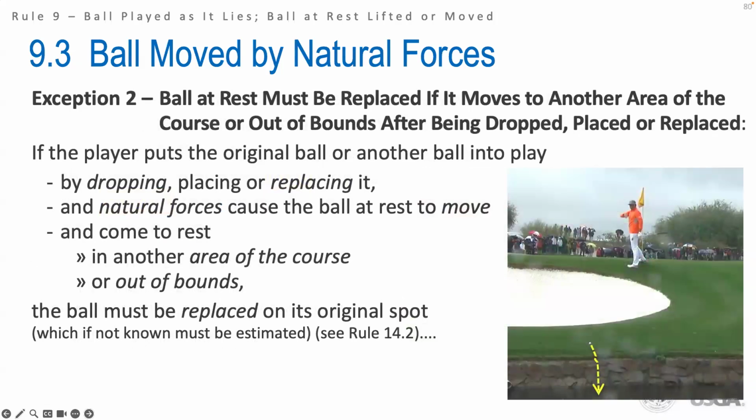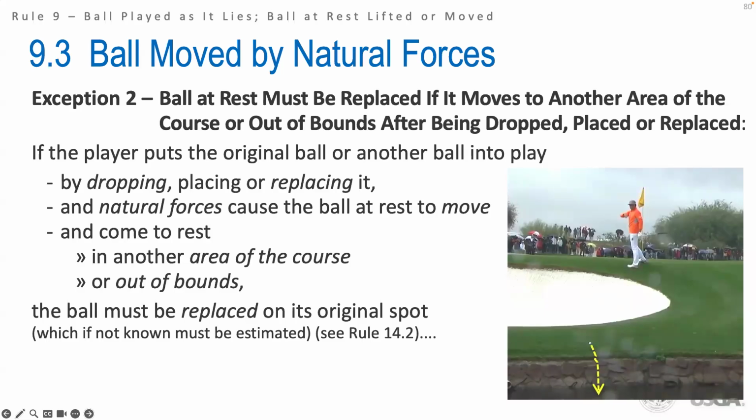So a ball at rest must be replaced if it moves to another area of the course or out of bounds after being dropped, placed, or replaced. This is sort of known as that Rickie Fowler rule out of the Waste Management a few years ago. But if the player puts the original ball or another ball into play by dropping, placing, or replacing it, and natural forces cause the ball at rest to move and come to rest in another area of the course or out of bounds, the ball must be replaced on its original spot.